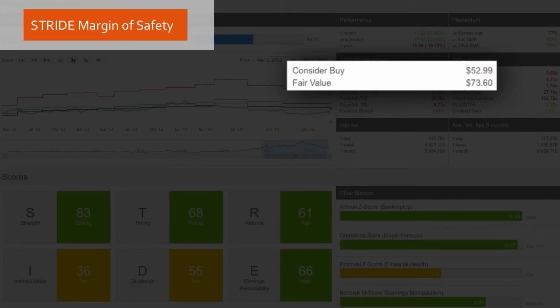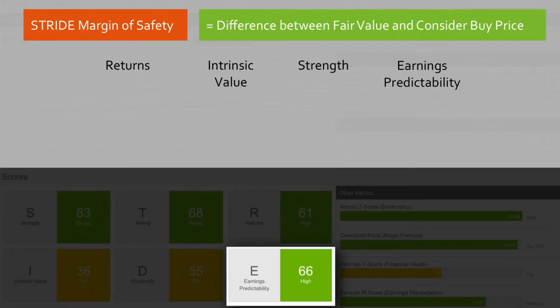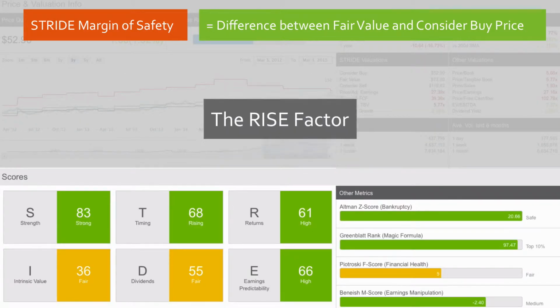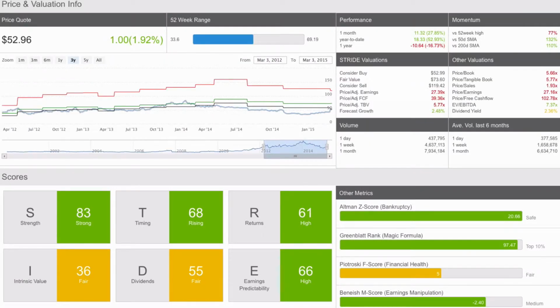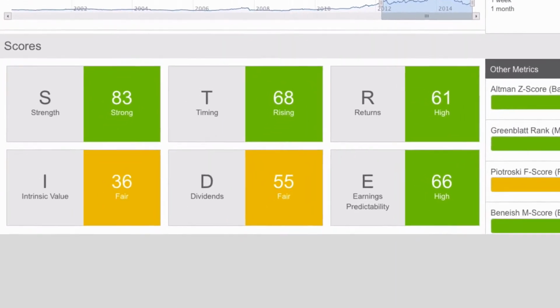The difference between the consider buy and fair value is the Stride margin of safety. The engine calculates these using the return, intrinsic value, strength, and earnings predictability scores below in what we call the rise factor. The better these scores, the more confident we are in the business and the smaller the margin of safety we're willing to accept.